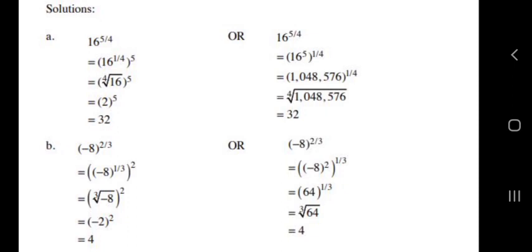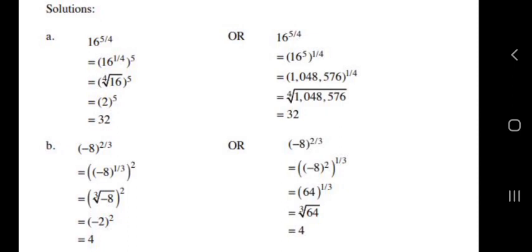So 16 to the 1/4 power, and then we'll raise it to the fifth power. Because remember, if we have 16 to the 1/4 power and then take all of that to the fifth power, the exponents multiply. So that's the same thing as 16 to the 5/4 power, right? So 16 to the 1/4 power is just the fourth root. What number to the fourth power is 16? Well, 2 to the fourth power is 16. So that's 2. And then we take 2 to the fifth power, which is 32.